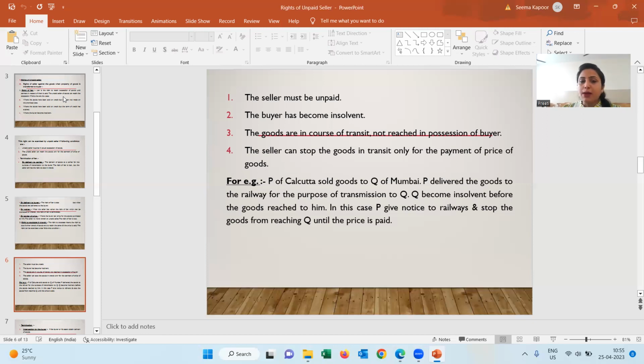You can read the example. P of Calcutta sold goods to Q of Mumbai. P delivered the goods to the railway for the purpose of transmission to Q. And Q became insolvent before the goods reached him. In this case, P can give notice to the railway and stop the goods from reaching Q until the price is paid.